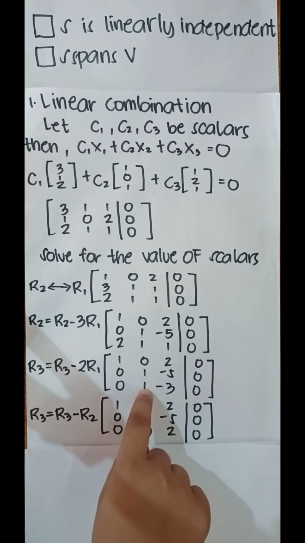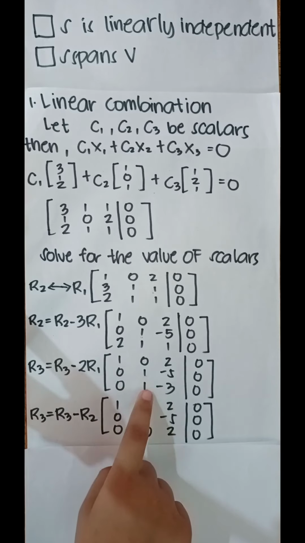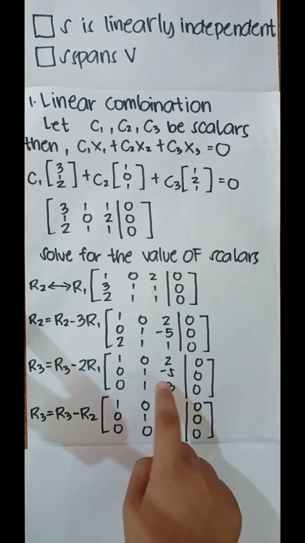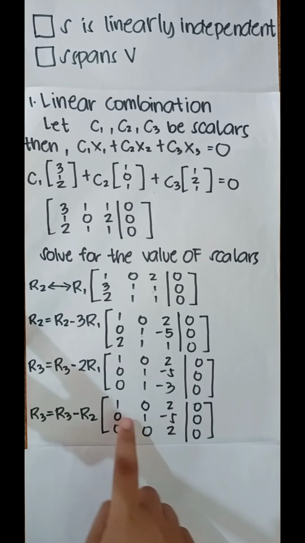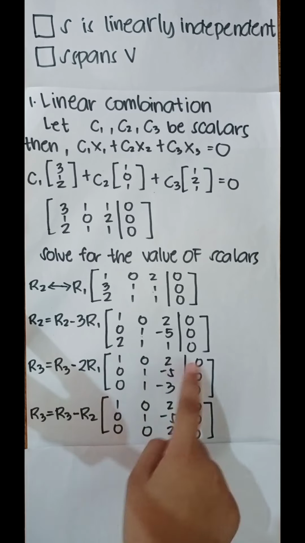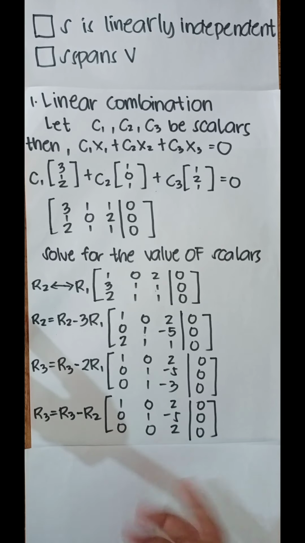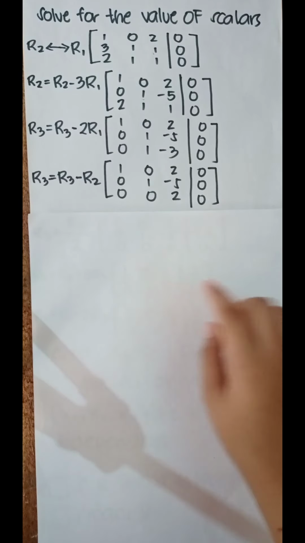R3, which is 1, minus R2, which is still 1. So 1 minus 1 is equal to 0. And then negative 3 minus negative 5 is positive 2. So copy row 1, copy row 2, and that's row 3. Now we have our new matrix again: 1, 0, 0, 0, 1, 0, 2, negative 5, 2, and 0, 0, 0. We are already done with the second column. So let's proceed to the third column.